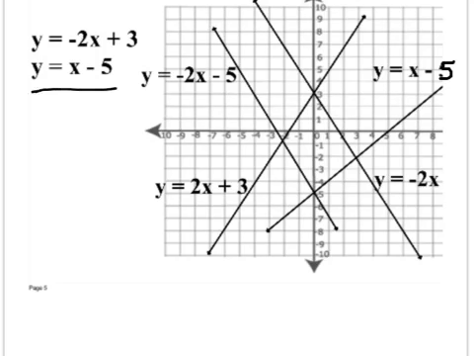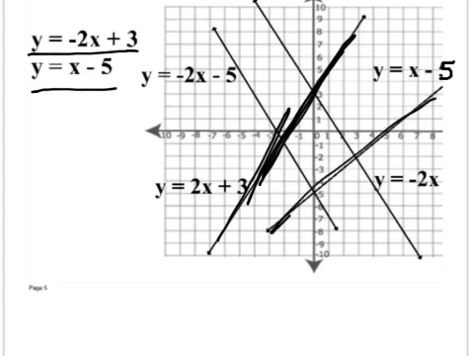It'll pick 2 of them. It'll say these are the 2 lines it wants you to look at and see if they're inconsistent or consistent, or if it's independent and dependent. So I look at negative 2x plus 3. This is this line. I look at x minus 5, which is this line. Consistent and dependent? No.